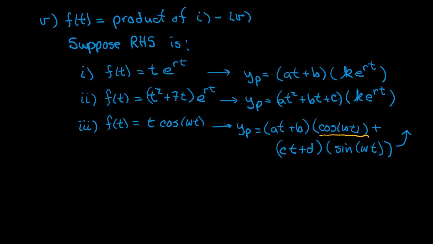So what winds up happening is if you have t, and at this point I'm hoping you're getting the hang of it, the proposed solution would be a times t plus b. That'll work fine for cosine, but we need to acknowledge that it's entirely possible to have different coefficients when it comes to the portion of the proposed solution times sine. Okay, so we wind up with c times t plus d times sine of omega t.